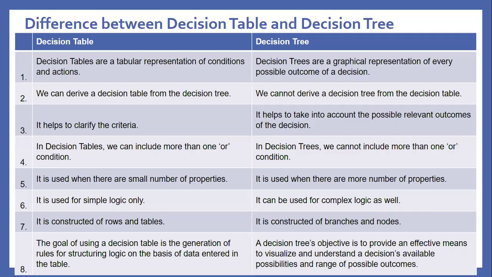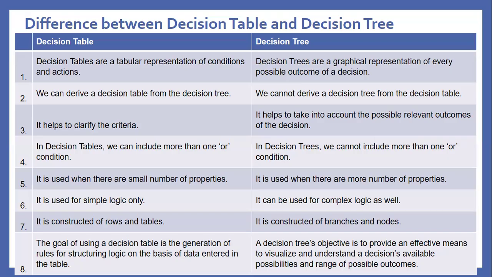In a decision table, we can include more than one OR condition. In a decision tree, we cannot include more than one OR condition. A decision table is used when there are a small number of properties. A decision tree is used when there are more properties. A decision table is used for simple logic only. A decision tree can be used for complex logic as well. A decision table is constructed of rows and columns. A decision tree is constructed of branches and nodes.